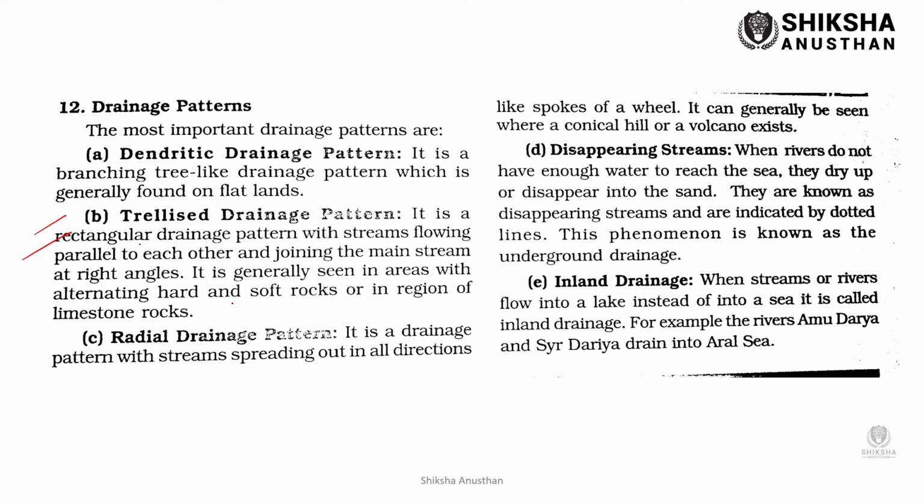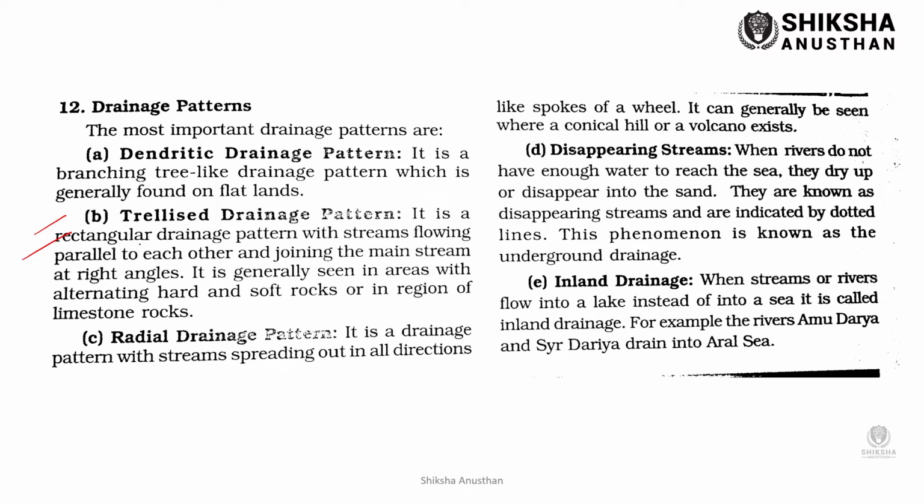Then a radial drainage pattern. It is generally a drainage pattern with streams spreading out in all directions like the spokes of a wheel. It generally exists where a conical hill, volcano or a plateau exists. Then disappearing streams: when rivers do not have enough water to reach the sea, they dry up or disappear into the sand. They are known as disappearing streams and are indicated by dotted lines. The phenomenon is known as underground drainage.